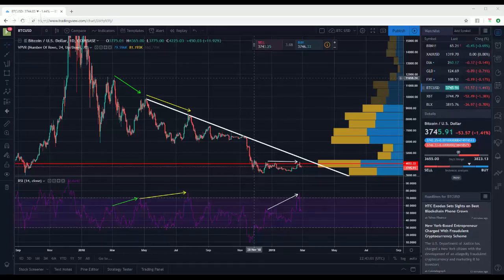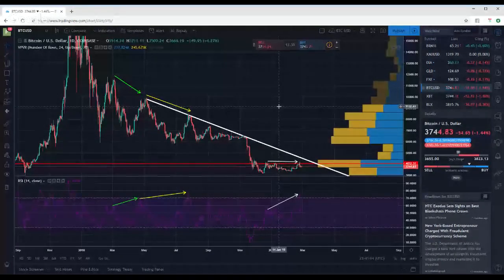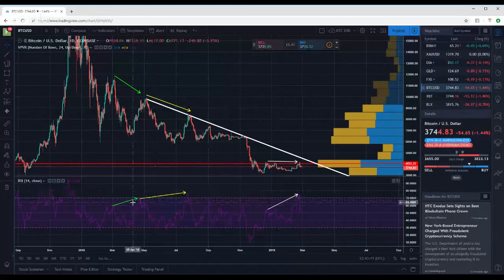Okay, this is basically the same idea, except this is the daily chart, and this is just the normal RSI, just the regular relative strength index. And as you can see, it's the same thing outlined in green: lower high in price, higher high in RSI. It's in green, it's in yellow, and this is threatening to be yet another bearish divergence here.